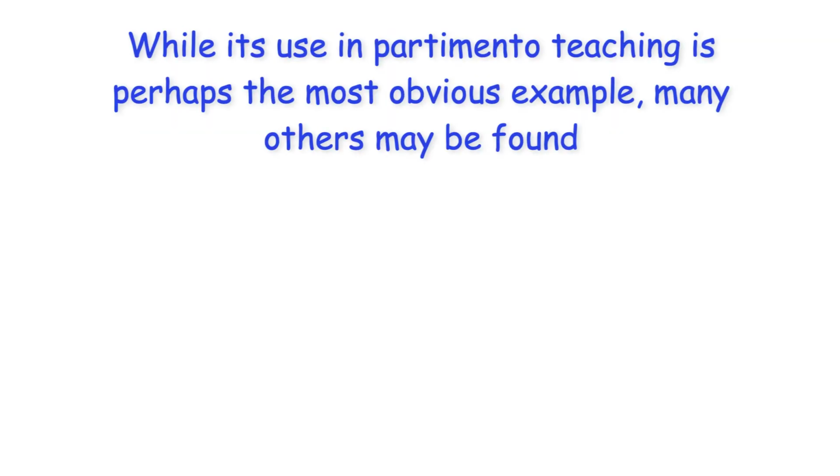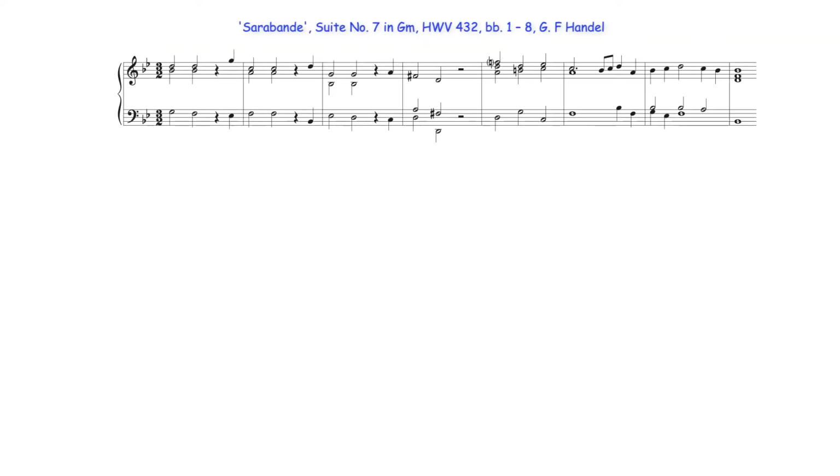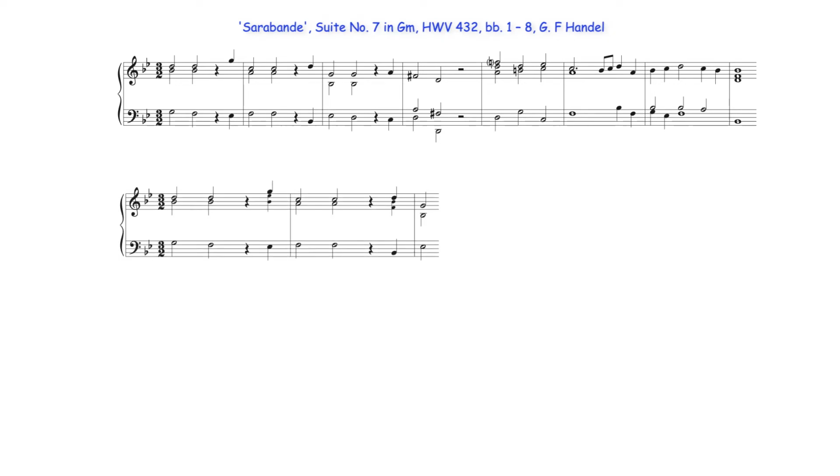While its use in partimento teaching is perhaps the most obvious example, many others may be found. The Sarabande from Handel's Suite No. 7 in G minor, for example, is sparsely notated, with some additions providing in smaller note values a realization of the two-part quarter note combinations.